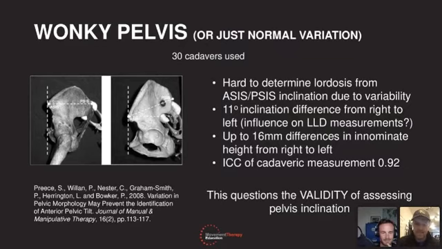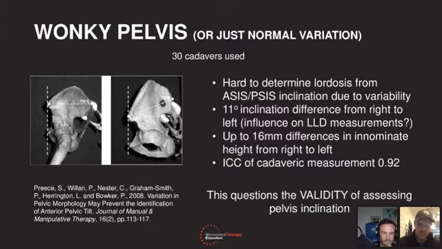Okay. They also found that there was a 16 millimeter difference in innominate heights from right to left. So when you measure up someone's iliac crest, naturally in the 30 cadavers that they found, on average, there was a 16 mil difference. Okay. So now we're starting to question the validity of assessing pelvis inclination, and when we notice that it's slightly off, for want of a better word, is that actually telling us that their pelvis is off? Okay, because looking at these cadaveric studies, it's less likely.